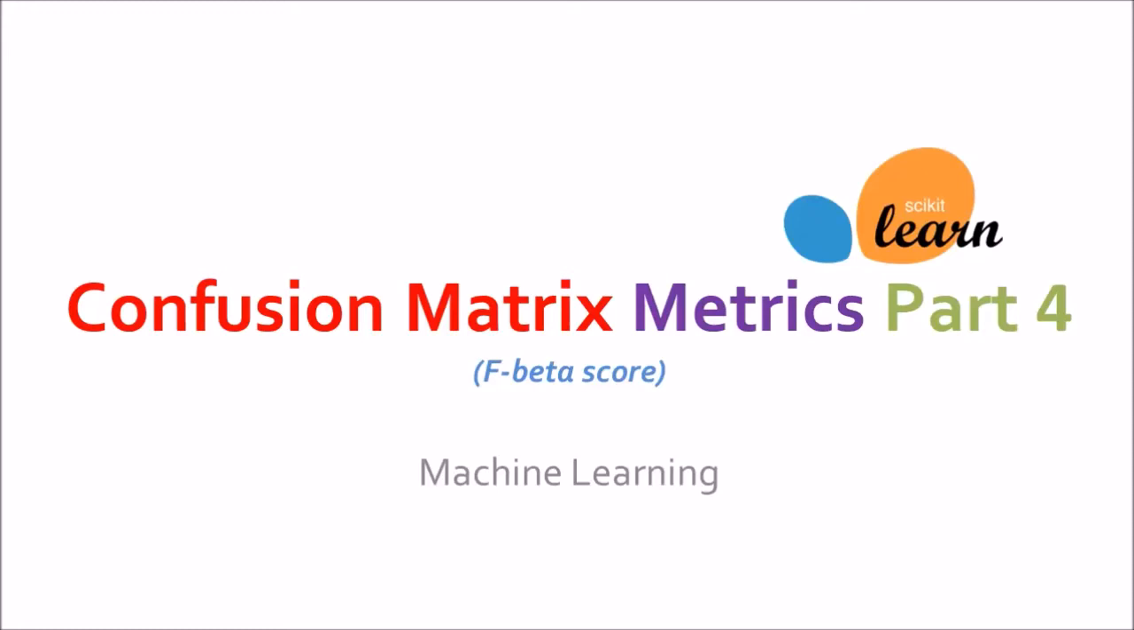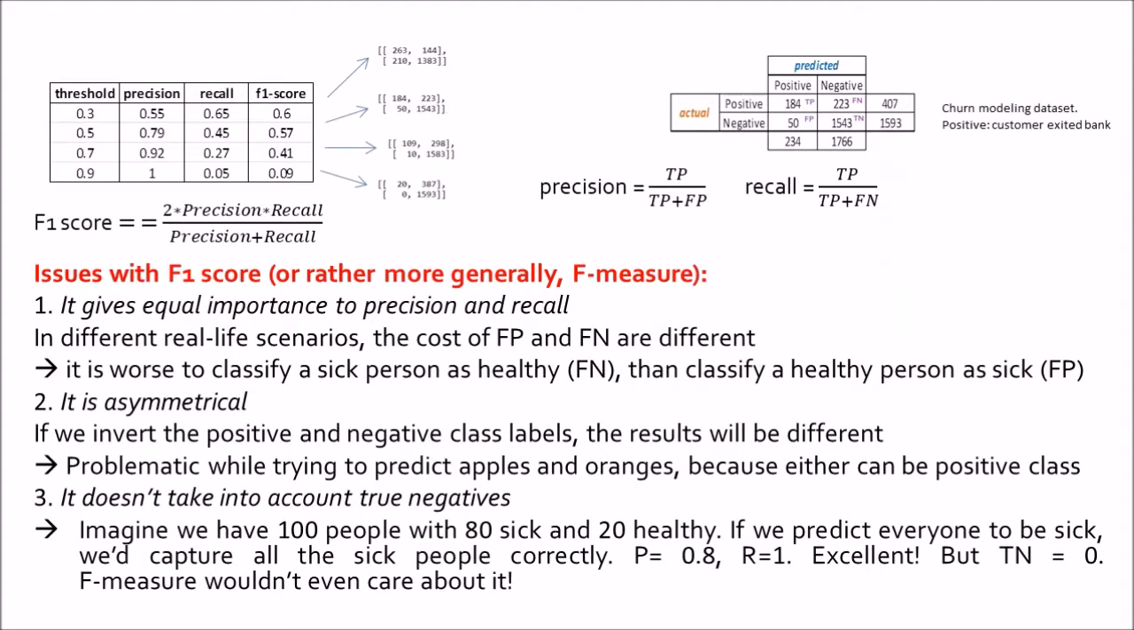Namaste. In this session, we are going to look at the F beta score, and this is part 4 of this confusion matrix series. Now, in the previous tutorial, part 3, we saw some issues with the F1 score, and one of them was that it was giving equal importance to both precision and recall, which is not really the case in real life scenarios because the cost of false positives and false negatives are different in different scenarios. So, we will address that issue now.